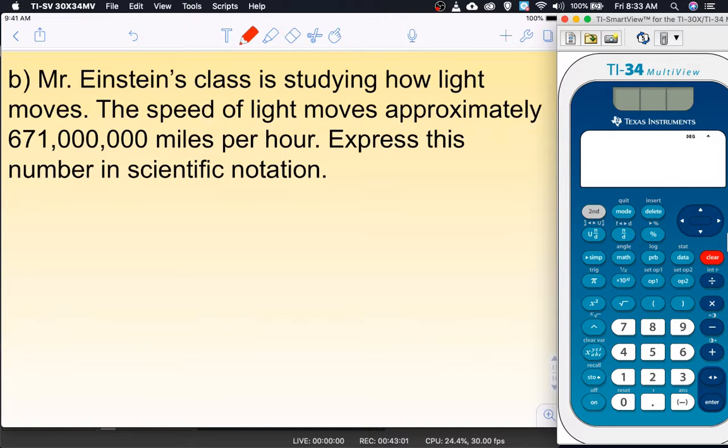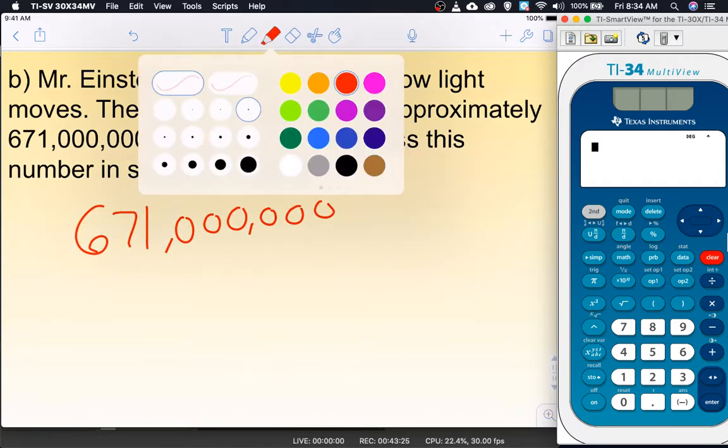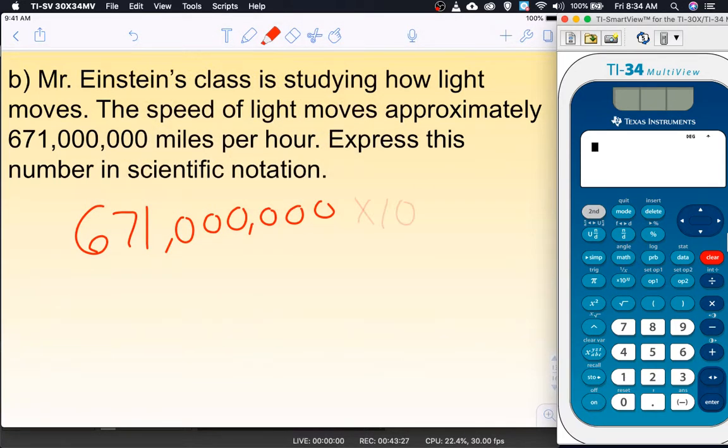Letter B. Mr. Einstein's class is studying how light moves. The speed of light moves approximately 671 million miles per hour. Express this number in scientific notation. All right. So 671 0 0 0 0 0 0, and I'm going to add my times by 10 to the power of 0.